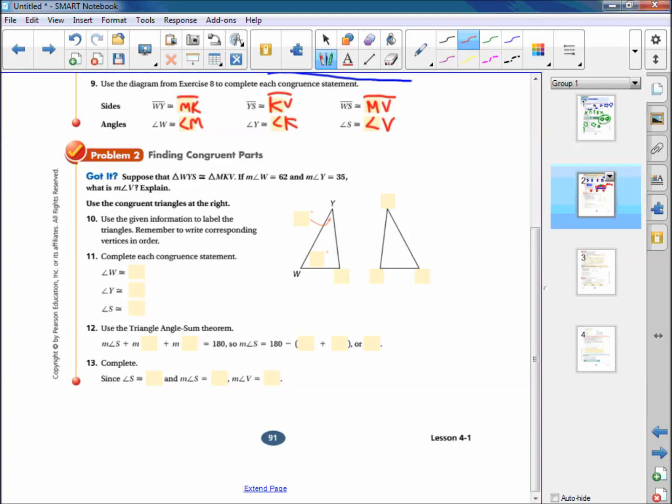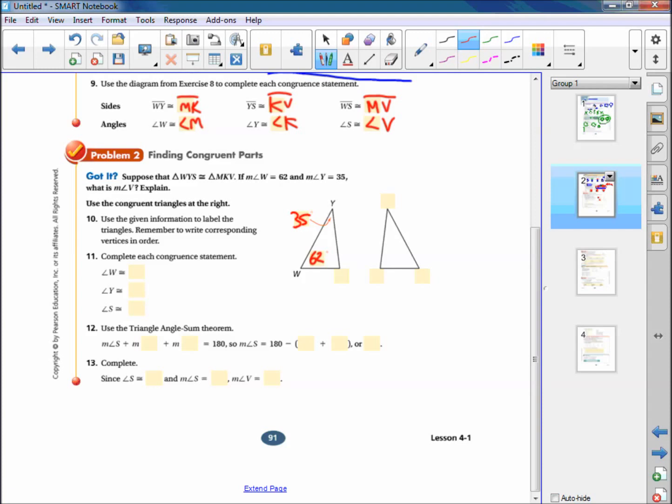So suppose triangle WYS is congruent to MKV. Okay, so this seems familiar to me. And if the measure of angle W is 62, so let's go ahead and put in a 62 here. And the measure of angle Y is 35, so we can put a 35 right here. And then we want to explain the following. So use the congruent triangles at the right. Use the given information to label the triangles. Remember to write corresponding vertices in order.